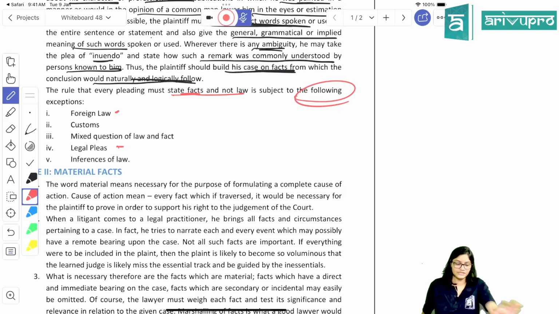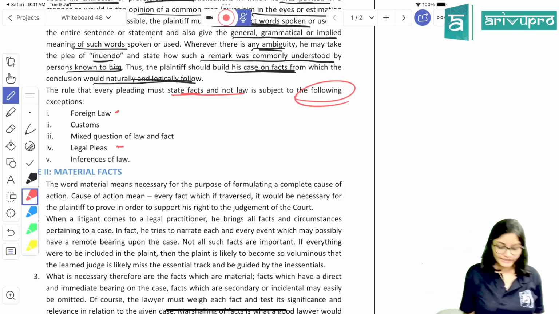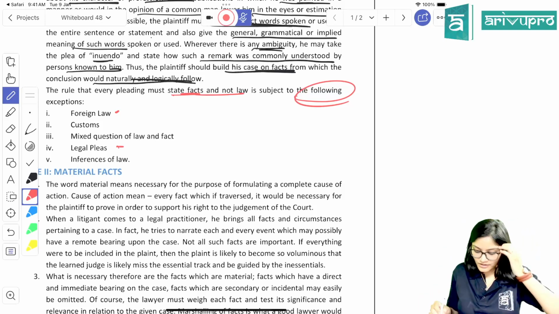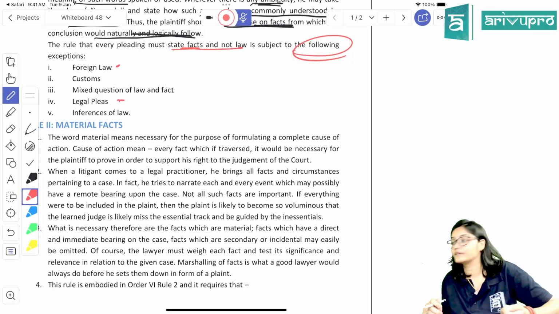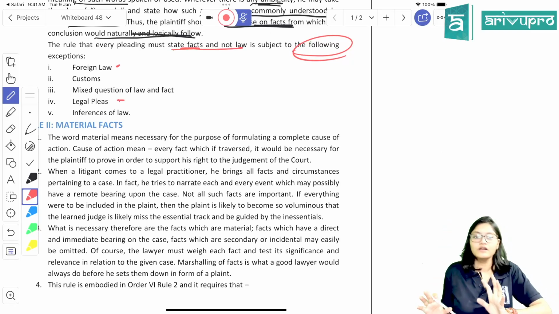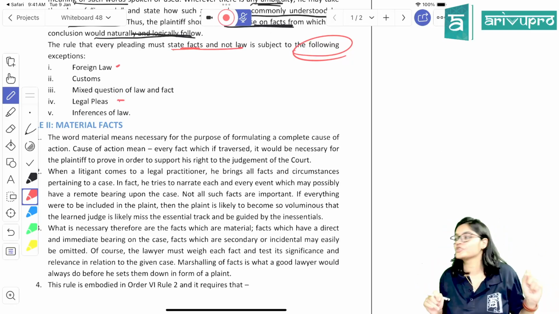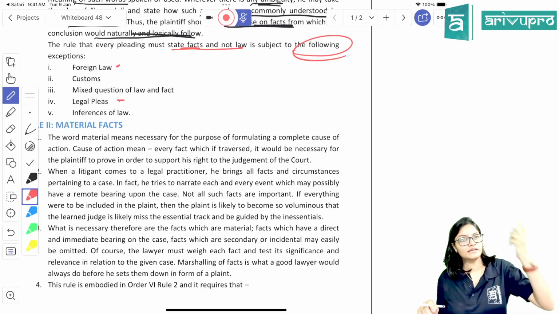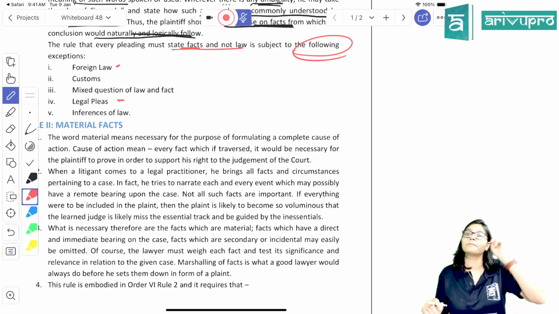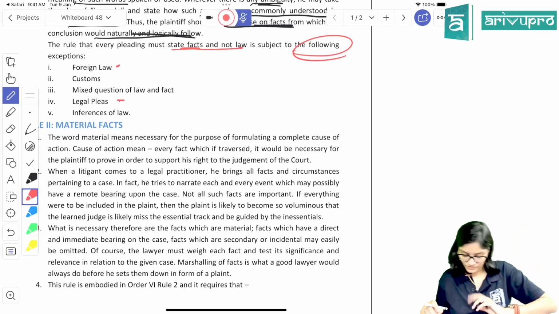Okay, let us come to Rule number 2, material facts. Ma'am, what do you mean by material? Material we know means important, in general language. Whatever important things are there, mention all those facts. The first point is saying mention the facts. The second rule is saying all the material facts. Right? Okay.